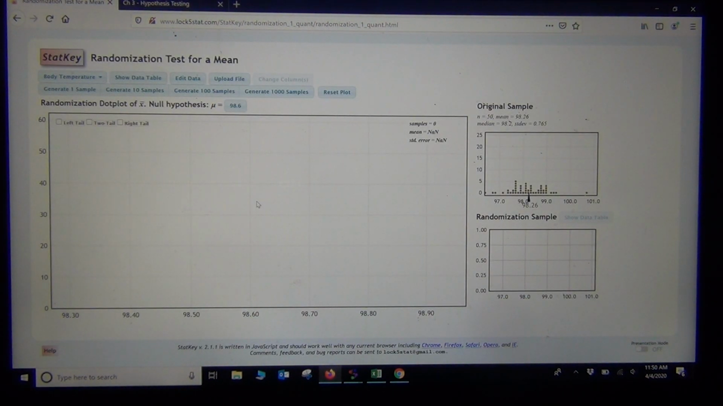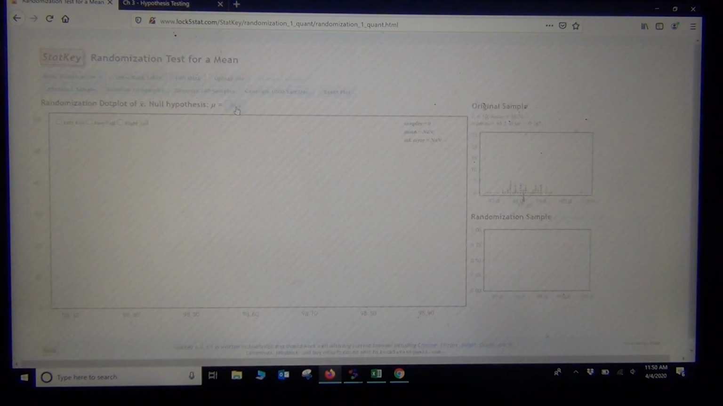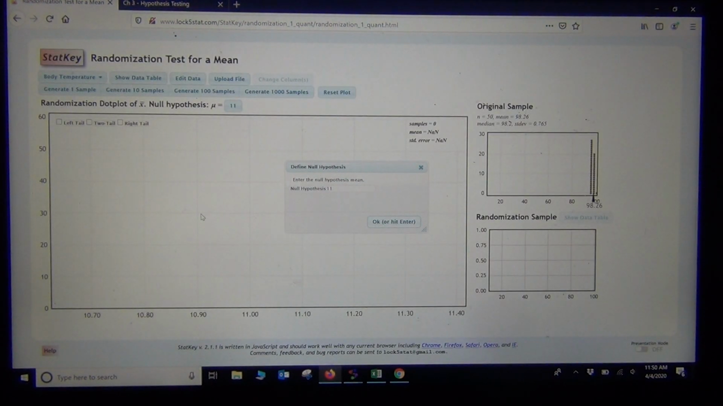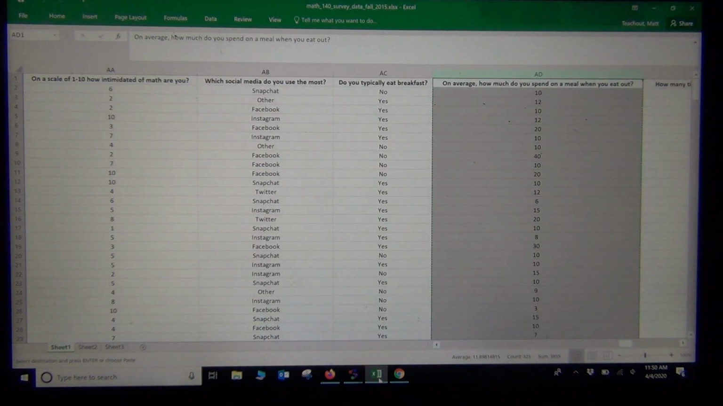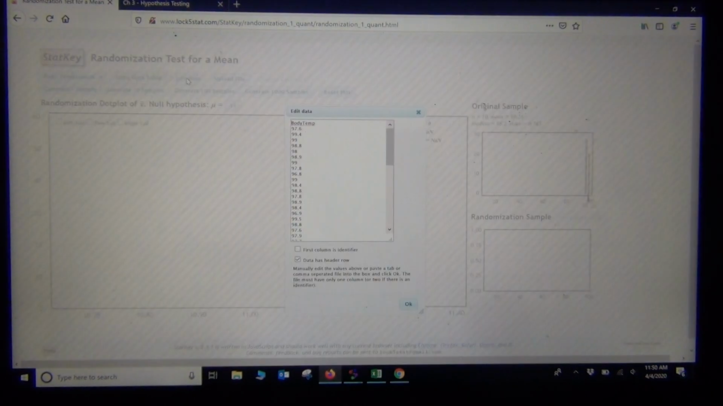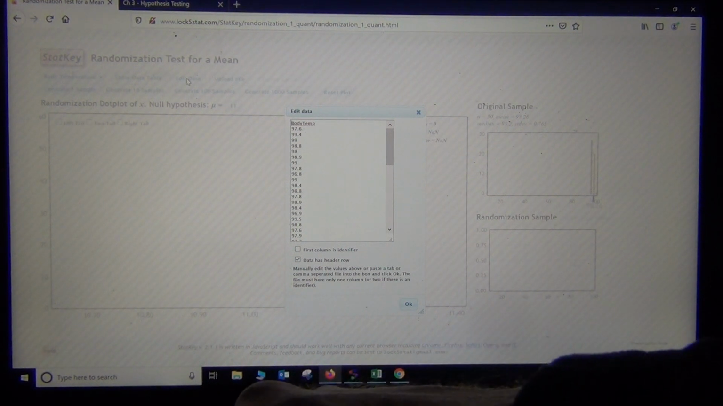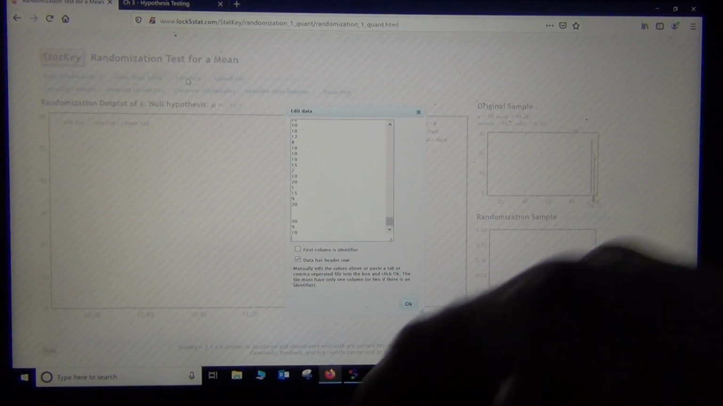So now I need to change the null hypothesis. The null hypothesis, remember, was $11. So I'm going to put in 11. Now I do need my data. So here's the data here. It's from the fall 2015 survey. Again, I copied it. Under Edit Data, I'm going to delete out the data that's in there and put in that data.